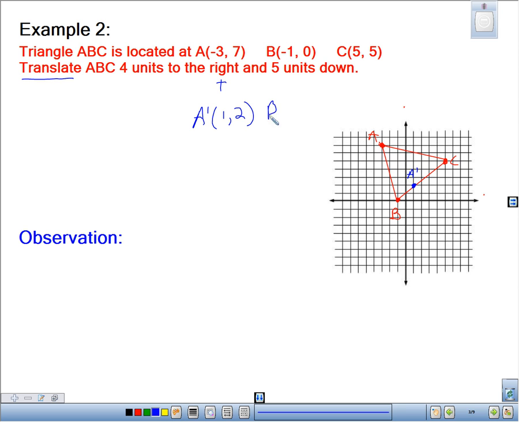So let's try for B prime. B is here, so we're going to go 4 units to the right. So 1, 2, 3, 4 units to the right. Now 5 units down. 1, 2, 3, 4, and 5. And there's B prime. Okay? That's at the coordinate, let's see, excuse me, +3. And then let's see, we're going to go down. 1, 2, 3, 4, 5, so -5.